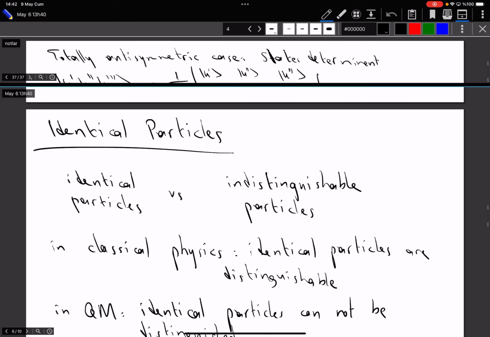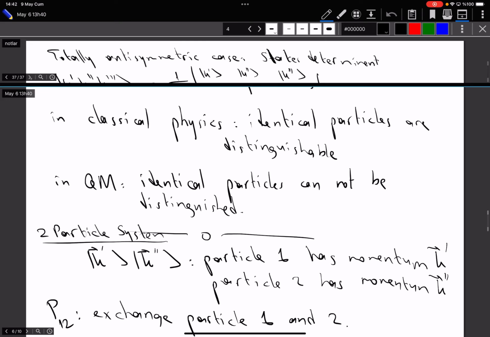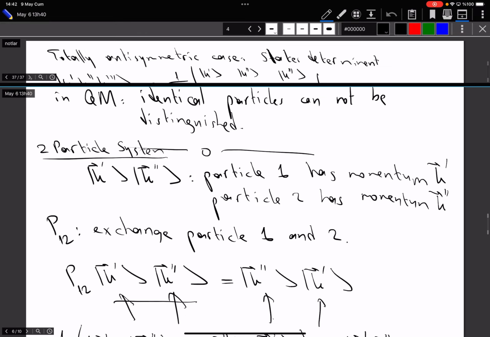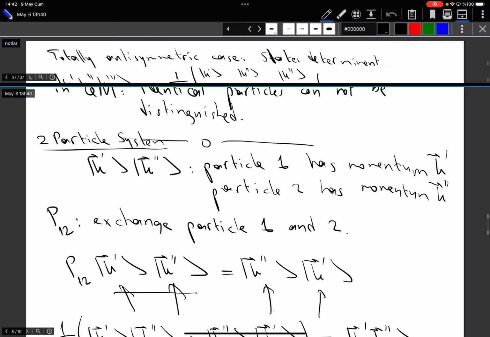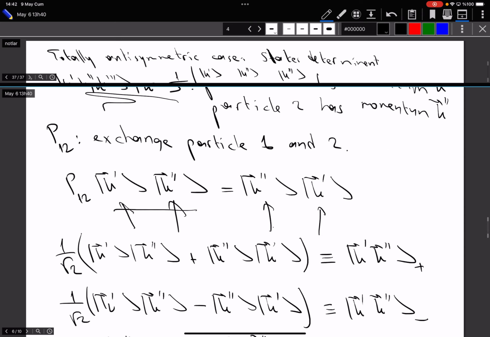We started with identical particles. We are defining certain concepts. We define these exchange operators. Now the notation will be somewhat complicated. You can think of this state as having a particle of momentum k prime in the first ket and a particle of momentum k double prime in the second ket, or usually the first particle has momentum k prime, the second one has k double prime. That we will be using quite often.